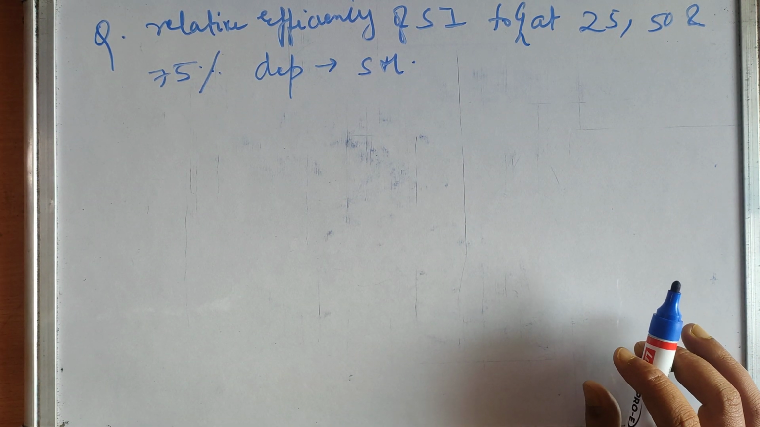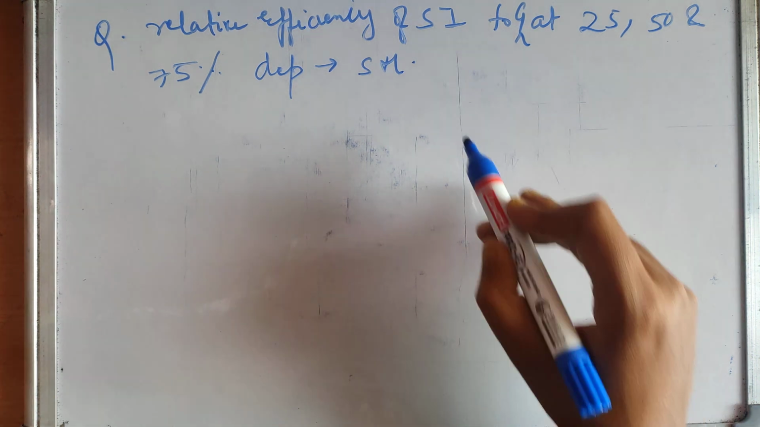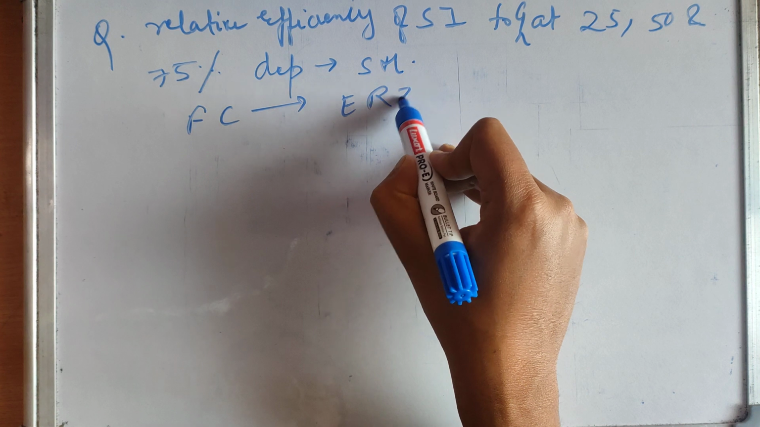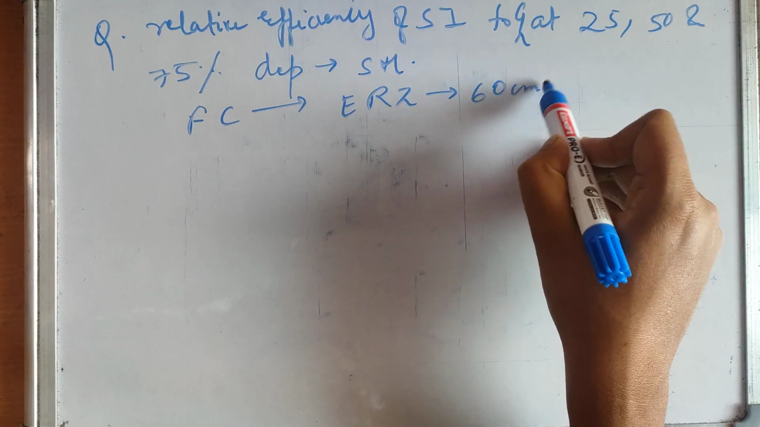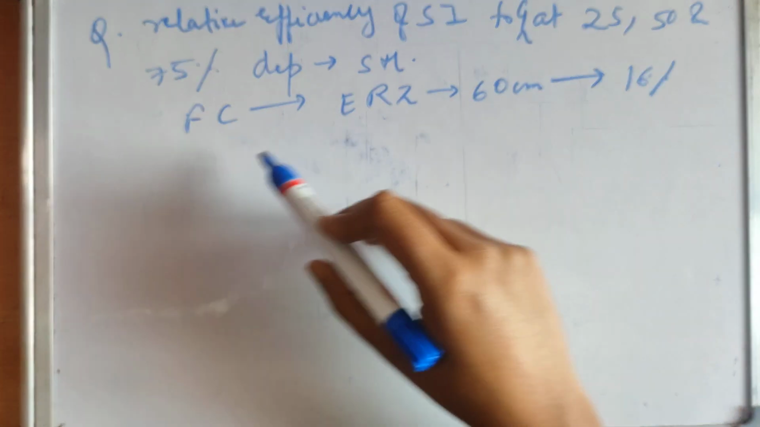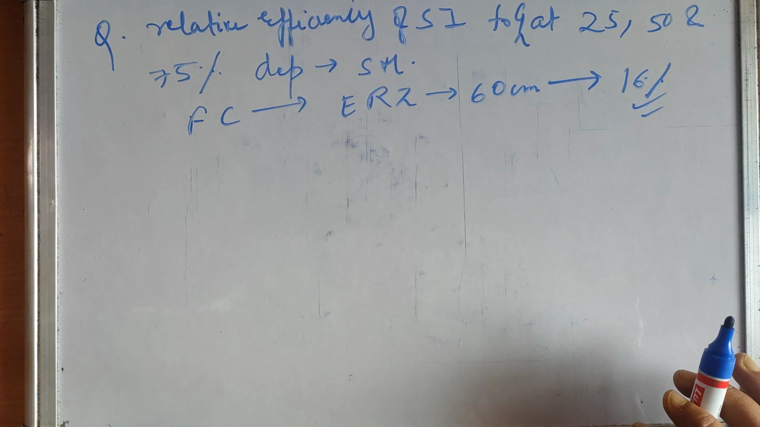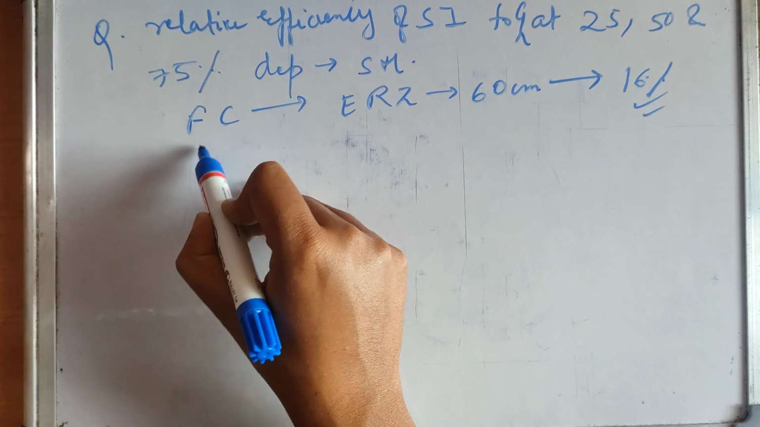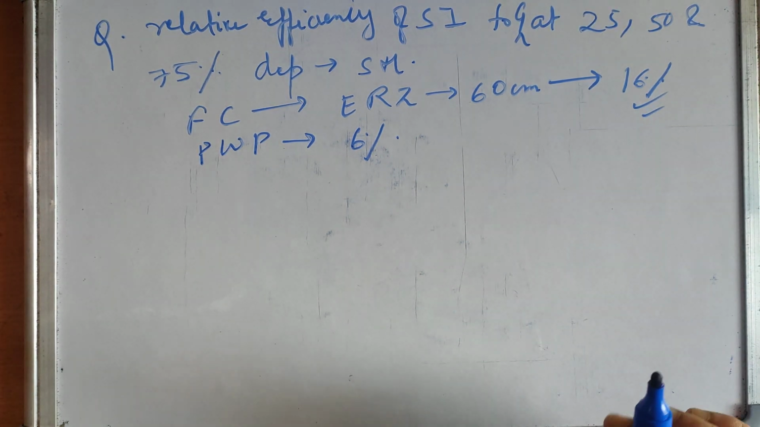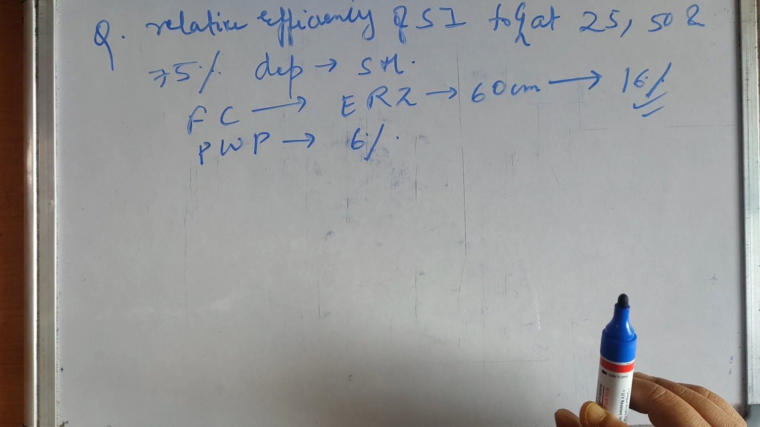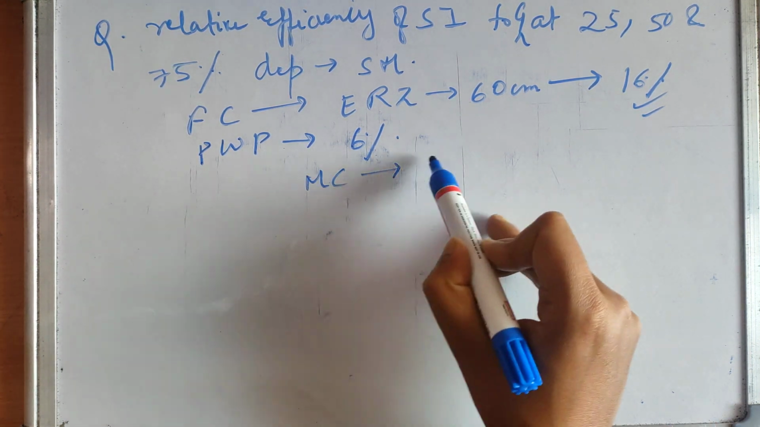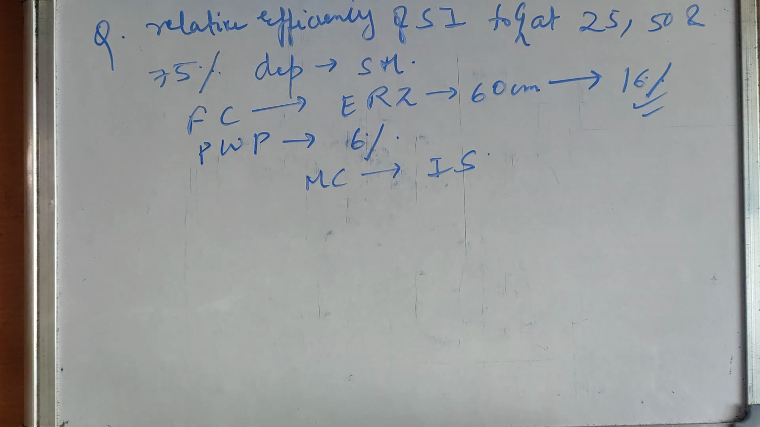Here it is also given that the field capacity of soil in the effective root zone, depth 60 cm, is 16%, and the permanent wilting point is 6%. Now we need to know at what moisture content irrigation is to be scheduled under the 3 treatments.